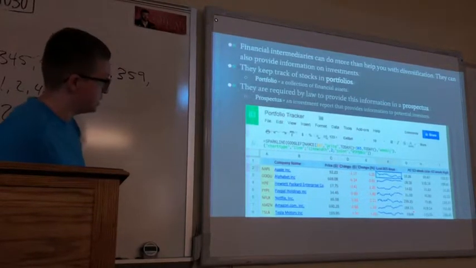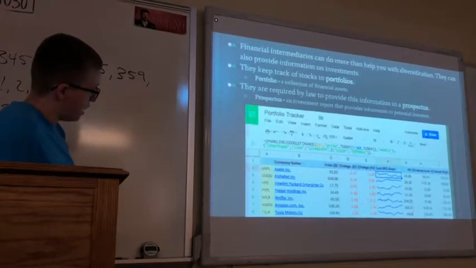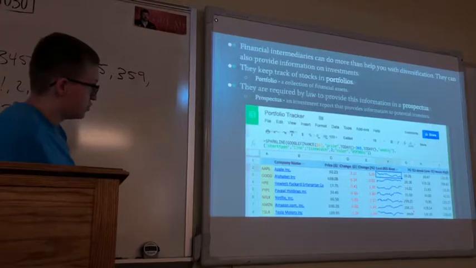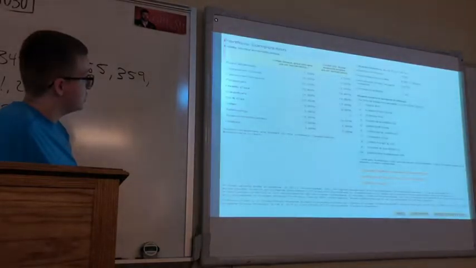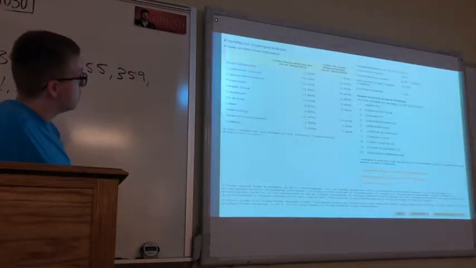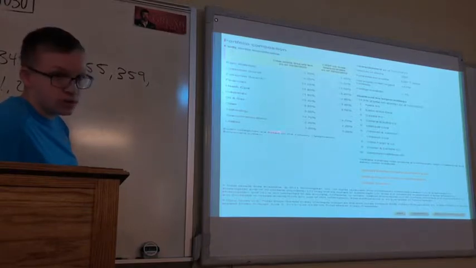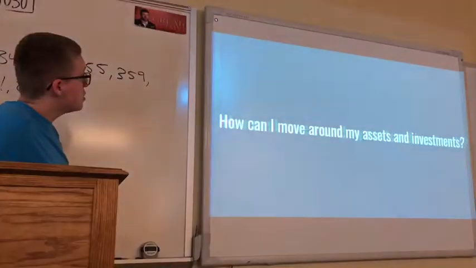And this is an example of a portfolio. As you can see, they're tracking many stocks like Apple, Google, Hewlett-Packard. They're tracking their price changes, how they're doing on the market, that kind of thing. This is an example of a prospectus, and they're comparing portfolios, saying which company has been doing better than the other, and so that can give you better advice on what to invest in.